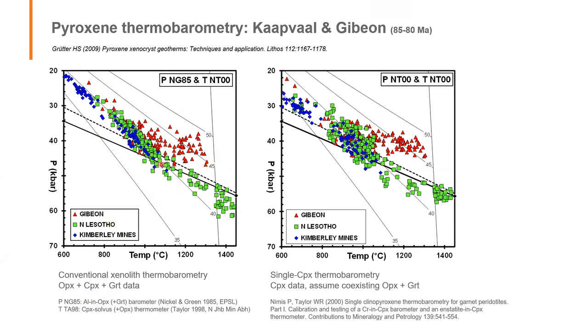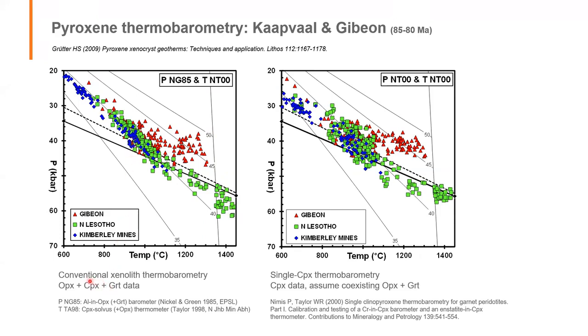Northern Lesotho in green has a characteristic geotherm profile, roughly 40 milliwatts, goes into the diamond stability field at about 1,000 degrees centigrade, but has a very unique signal of higher temperatures that are above the adiabat. Remember that. In Kimberley, lots of xenoliths from Kimberley. You see the blue line over here, a very straight, very clear conductive geotherm, just below 40 milliwatts, within error of 40 milliwatts. So that's the picture you get on the left if you use traditional xenolith thermobarometry.